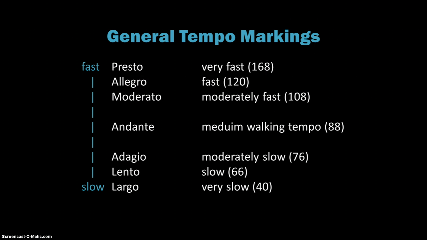So you can come up with your own way of memorizing those. 3 fast, 1 medium, 3 slow. There's a couple A words in there, so that's kind of tricky. No, not that A word. And then a couple L ones. But if you memorize those, that'll get you close. And it would be a bonus if you had the metronome markings memorized also.